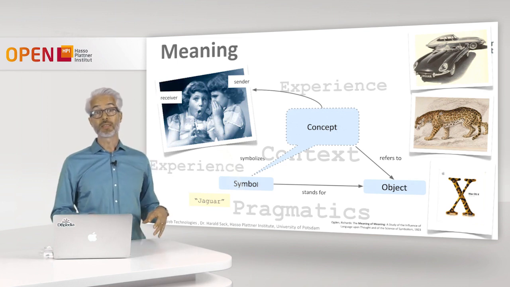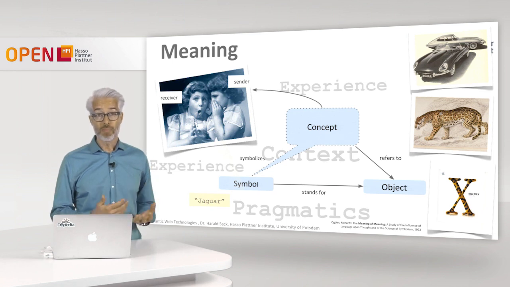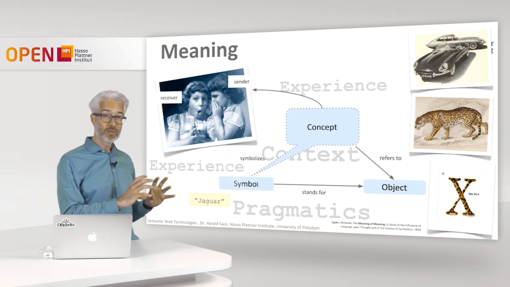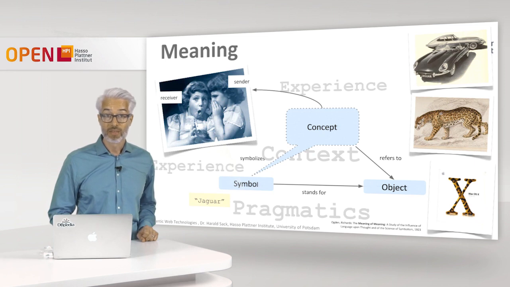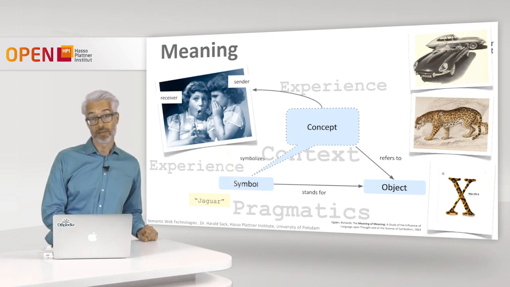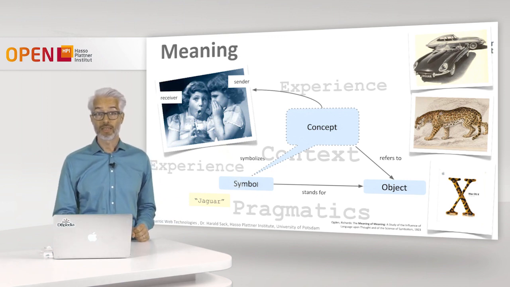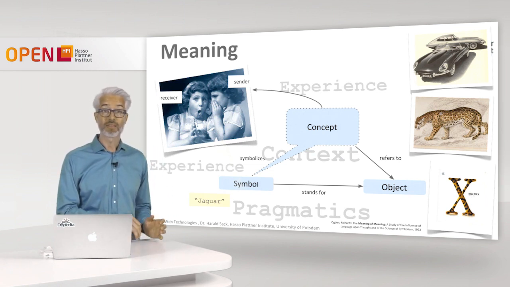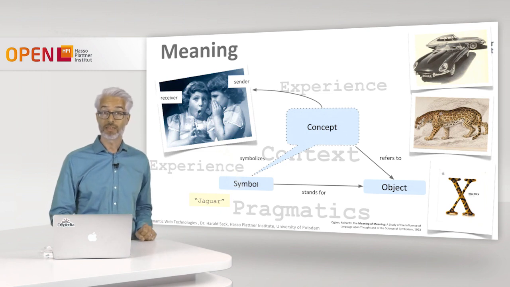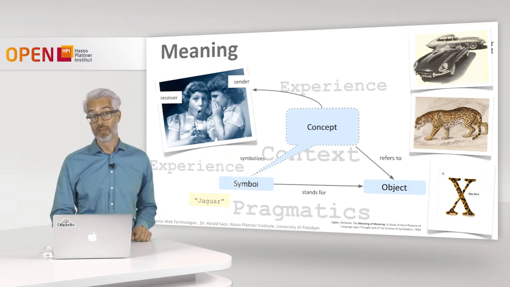Usually if you are using a symbol like that, it symbolizes a concept. And to enable successful communication, of course, you must share the same concept between sender and receiver. And of course, determining the right concept depends, as you see here, on context, on pragmatics, as well as on experience. Only then the message can be conveyed correctly and interpreted correctly between sender and receiver. So these are the building blocks of basic understanding.